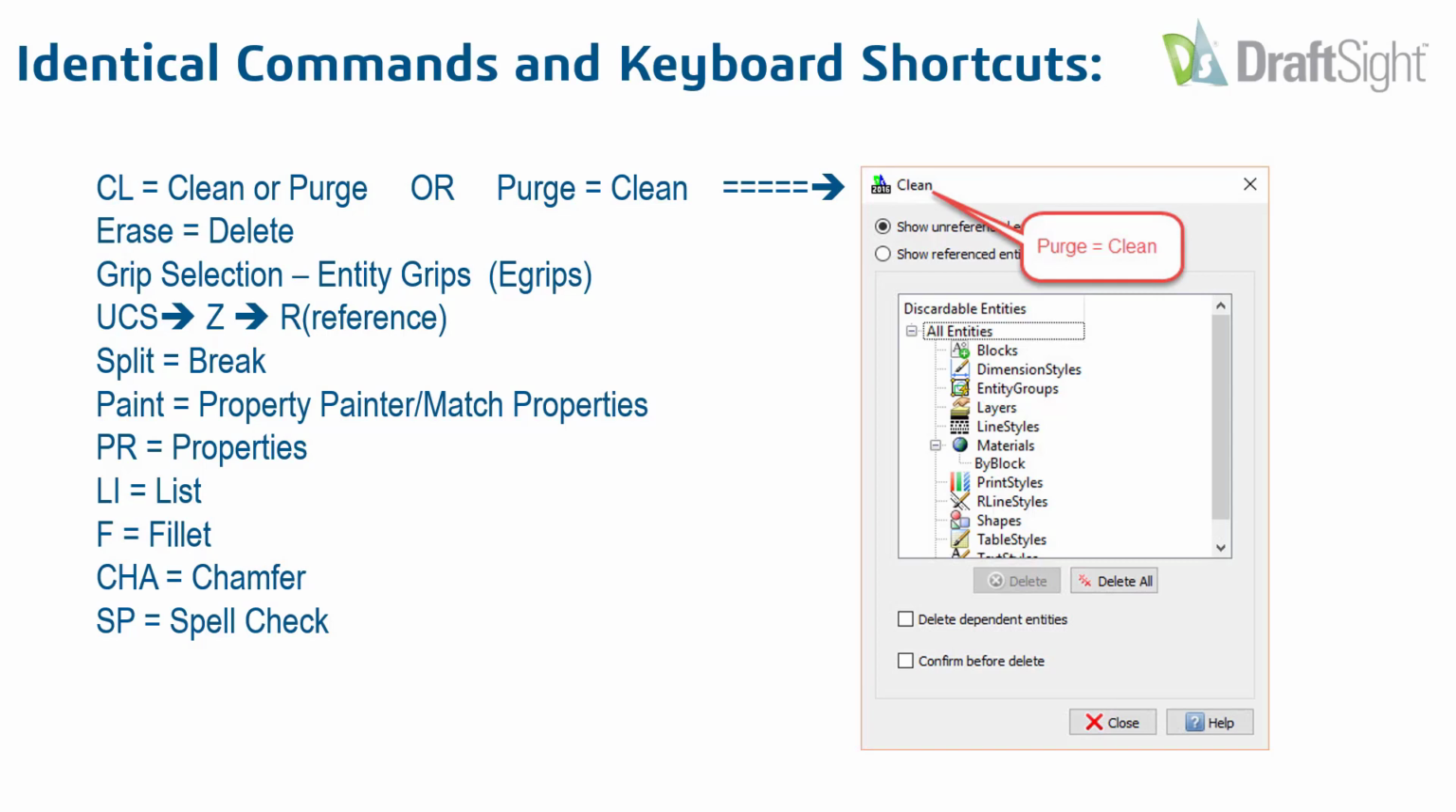Same thing with your UCS. We'll get more on that. Split function is very similar to what the break function is inside AutoCAD. In AutoCAD, if you wanted to break one line into 2 lines, you could type in break and pick a point, and that would make those lines 2 lines instead of 1 line. The same thing for split, which is more of a SolidWorks command, but I can type in again because of the alias split or break and get the same functionality. LI for list, SP for spell check. You get all the various similarities in between the 2.